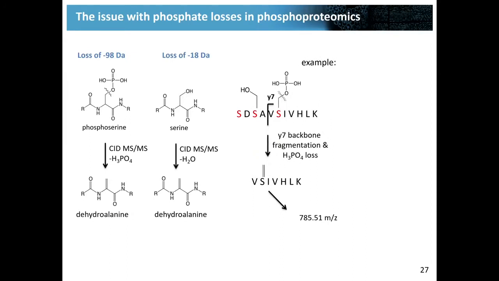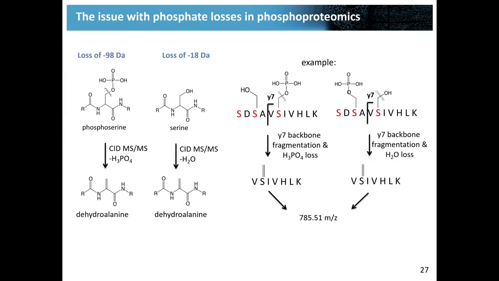Just to give you one example to make this very clear. If you think you have this peptide phosphorylated at that serine present in the sample, and you use the Y7 fragment with a phosphate loss, the mass of this fragment ion with the dihydroalanine would be 785.51. If you find this fragment ion and say, oh, I'm pretty sure I have this phosphopeptide in my sample, I localized it, this can be wrong, because the same sequence phosphorylated on that serine will have the same precursor, and it can also form the same fragment ion by losing a water instead of losing a phosphate.